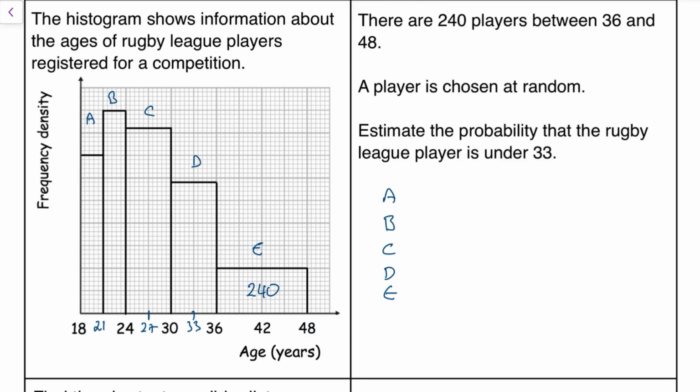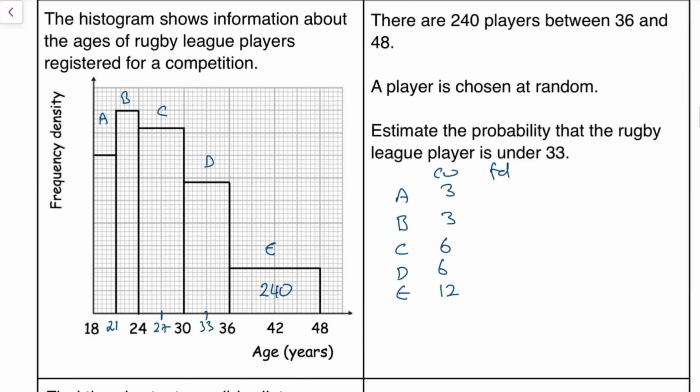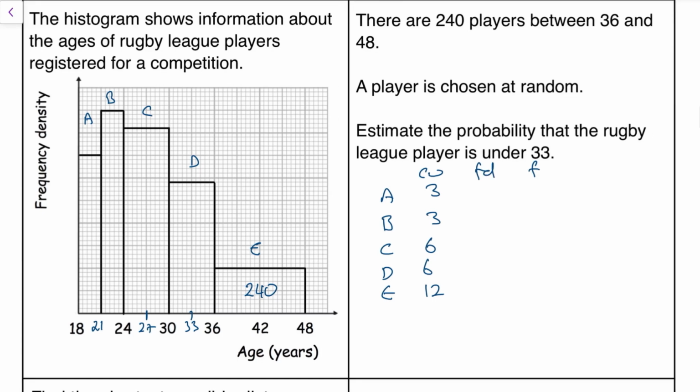Okay, so let's do class widths first. In other words, widths of the rectangle. So that's going to be 3, 3, 6, 6, and 3, 6, 9, 12. And then I need the frequency density. Well, and then I need the frequency. Now I know, because it tells me in the question this is 240, which means this must have a frequency density of 20, which means I know each of these little squares is going to be 10. So now I can write my frequency density on there. There we go. Which means now I can work out my frequency.